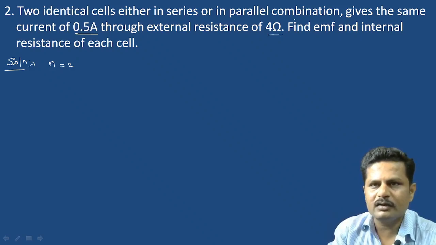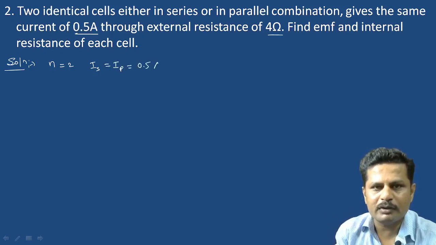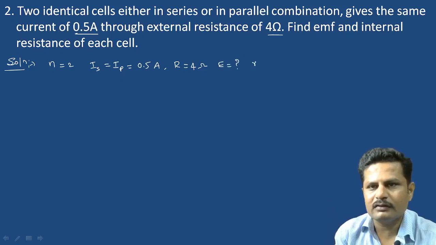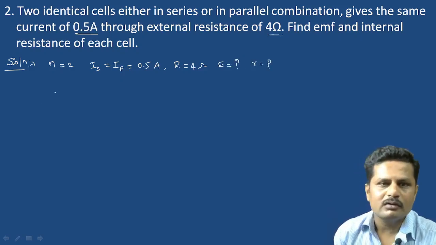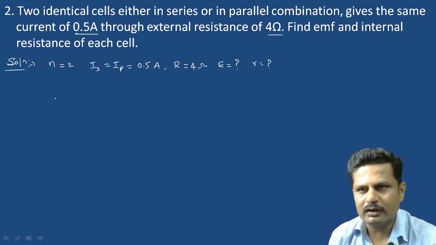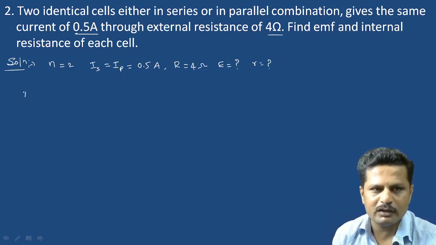which are either in series or in parallel, which gives the same current, that is, the current in series combination IS and the current in parallel combination are the same, 0.5 ampere, through an external resistance R equals 4 ohm. So we need to find the EMF and internal resistance of each. We know that whenever the cells are connected to an external resistance, the current is given by the expression current equals EMF divided by R plus r.